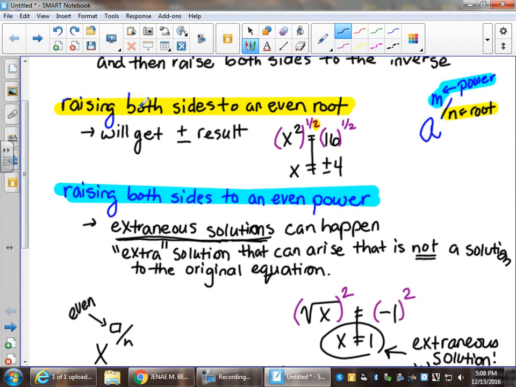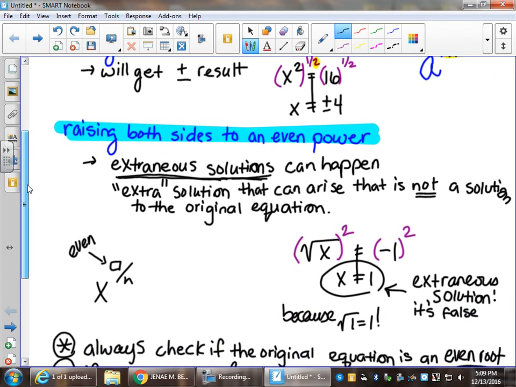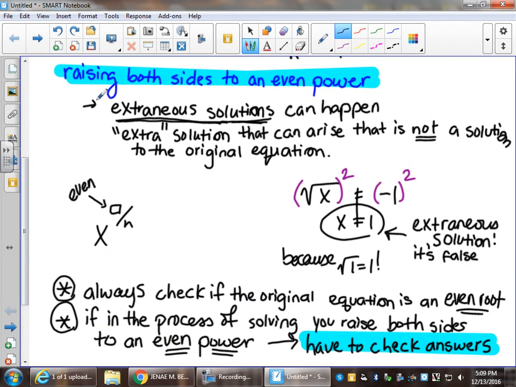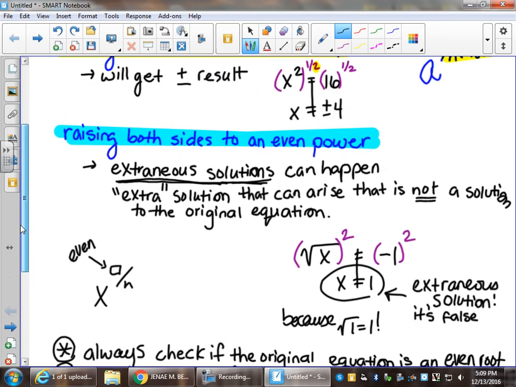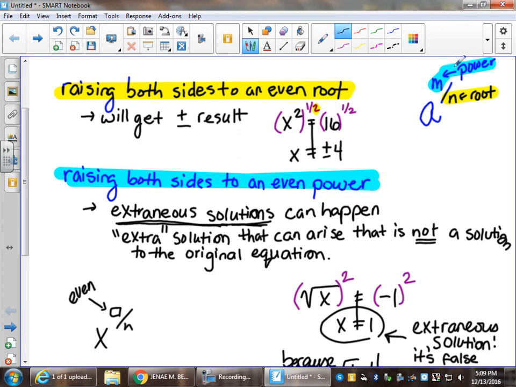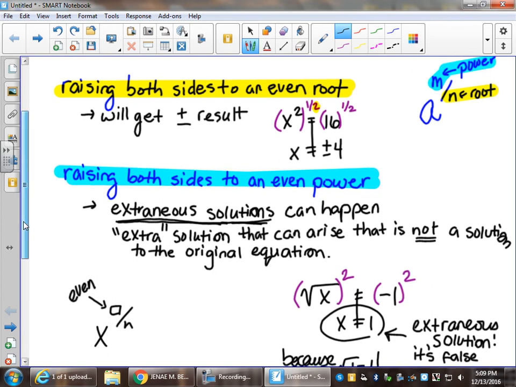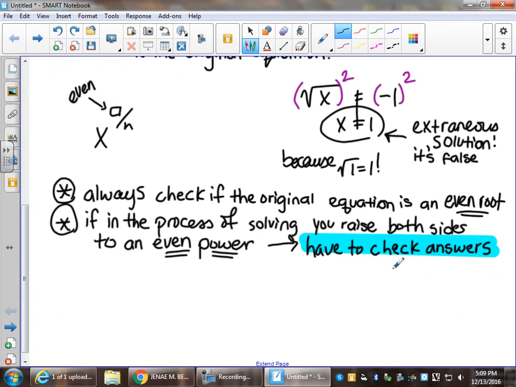If you raise both sides to an even root, the n value is even, we're going to get a positive-negative answer. If we raise both sides to an even power, referring to m, the numerator of the rational exponent, we're going to have to double check, literally double check, or check our answers by plugging them back in to make sure they're not extraneous.